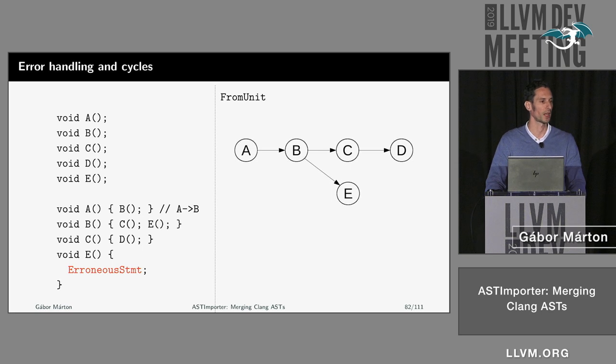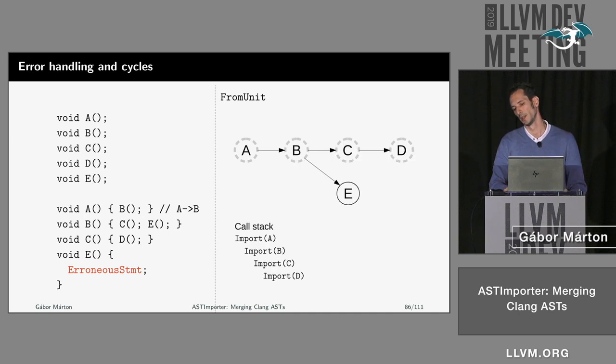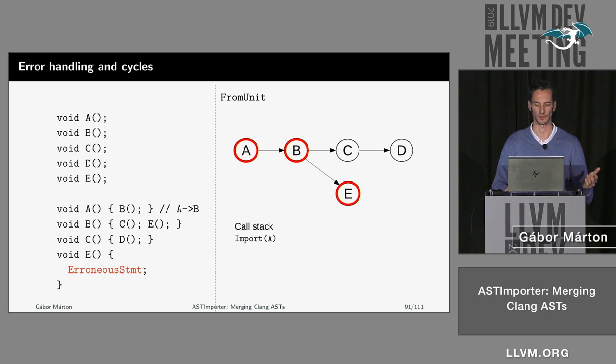When it comes to error handling and when we talk about cycles, here's a really interesting example. We have five functions, A, B, C, D, and E. At the right-hand side of the slide, you can see the dependencies between these nodes. So when we import A, then we are going to import B, then C and D. Then as we traverse back, we will import E. And let's say there we found some inconsistency or maybe an unsupported structure or unsupported language construct. Then we realize that there has been an error, and that error propagates back to B, then that propagates back to A. So this is the simple case.